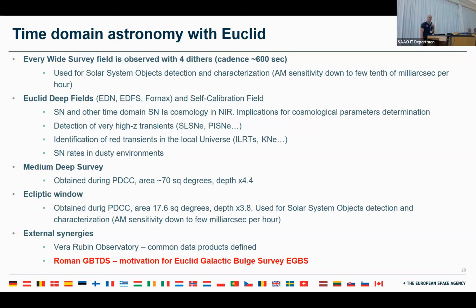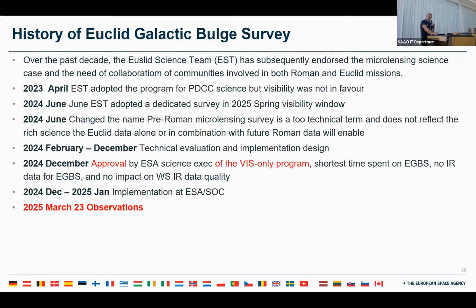This will also be released in data release one, and the external synergies with Rubin and of course the Roman. This is the context of the Galactic Bulge survey, which was discussed over the past decade, but it accelerated the definition of the survey in April 23. During the phase diagnostic calibration campaign, we had some slots for science and we wanted to include it, but finally visibility was not in favor of us, so it did not happen.